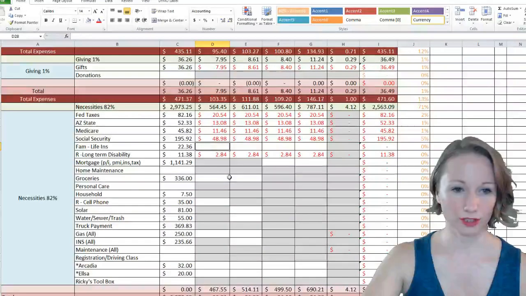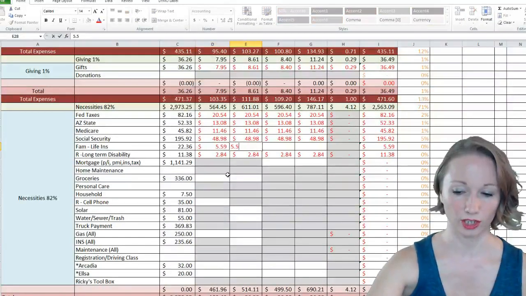So the family life insurance, this is usually $5.59 each paycheck, so we're going to put that in there.